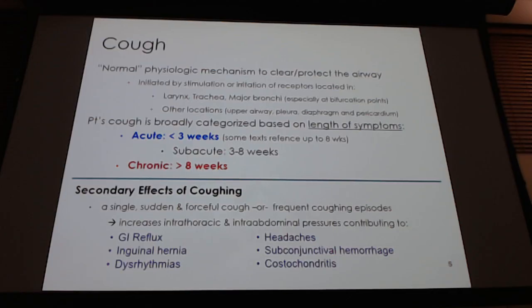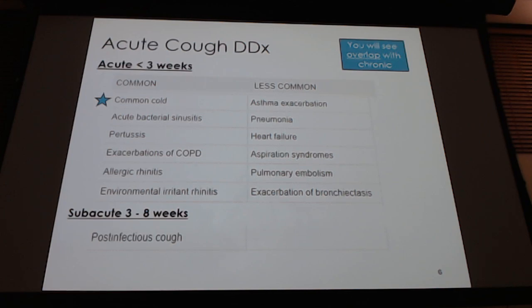They can worsen reflux, cause headaches, dysrhythmias, so someone that's coughing a lot and they're being treated for AFib. Those things can cause, obviously, costochondritis. People eventually have chest wall pain because of it.